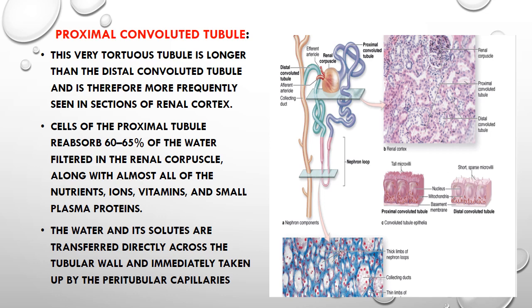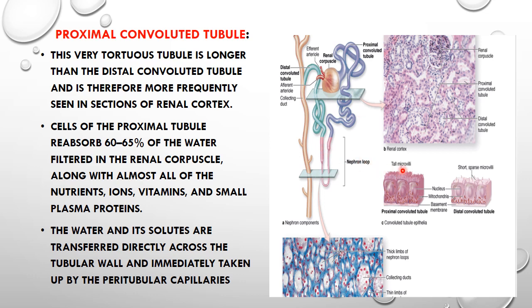The proximal convoluted tubule is a very tortuous tubule, and it is longer than the distal convoluted tubule. So in the sections of the cortex, more proximal convoluted tubules are visible. The cells of the proximal tubule reabsorb 60 to 65% of the water which is filtered in the renal corpuscle, along with almost all of the nutrients, ions, vitamins, and small plasma proteins. The water and its solutes are transferred directly across the tubular wall and immediately taken up by the peritubular capillaries.